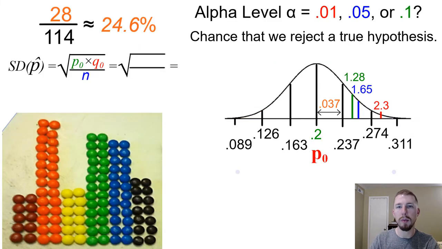So our next step would be to select an alpha level. We have several different alpha levels that are usually used: 1%, 5%, and 10%. The default is to always just use the 5%. It's kind of like the Goldilocks happy medium.